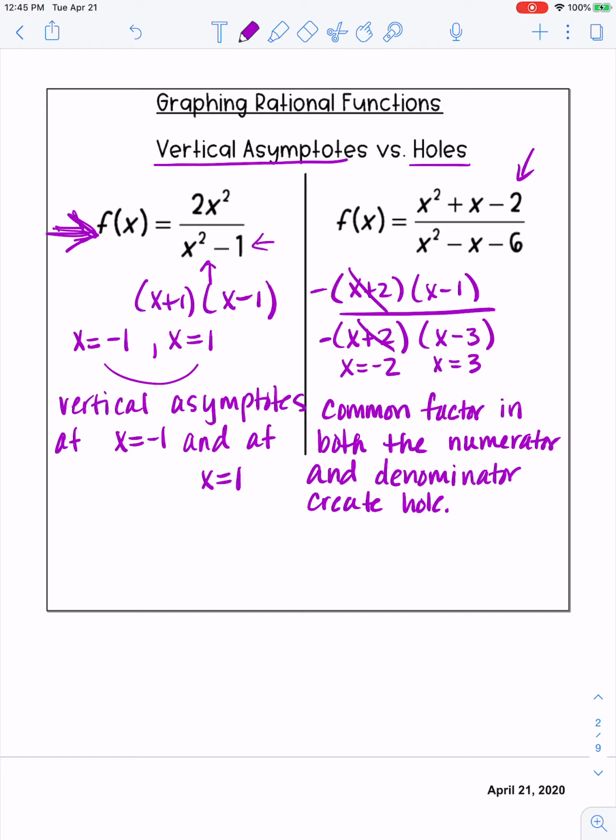So to find the hole, I have to look at this x equals -2. And remember, a hole is a point. A hole is a point, so I have to find the coordinates of my point.